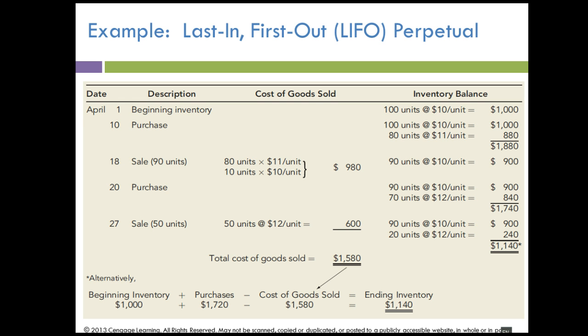We purchased another 70 units at $12 a unit. And then on April 27th, when we sell 50 units, we'll take that from the 70 units we just purchased to show the cost of goods sold. And then our ending inventory, as we can see here, is going to be continued. It will always be updated after the end of each sale.